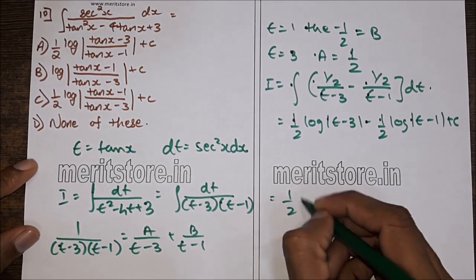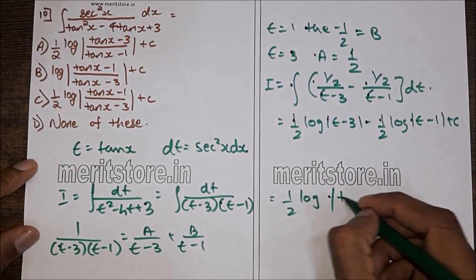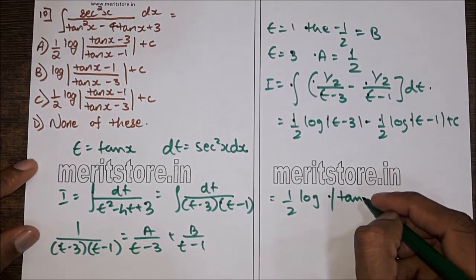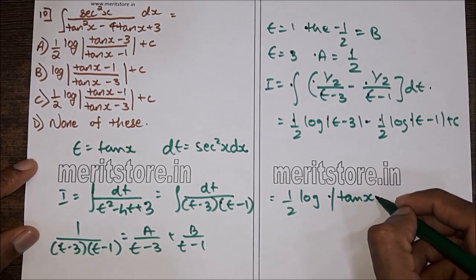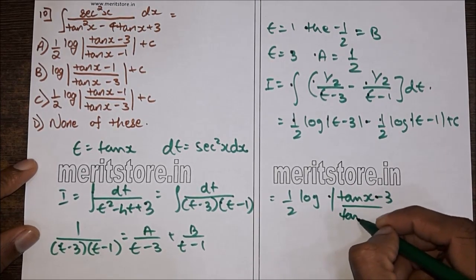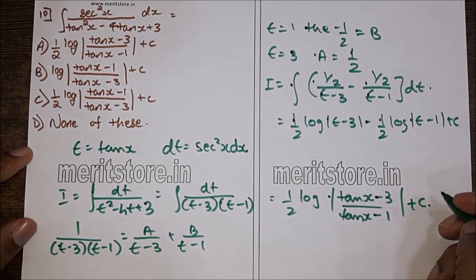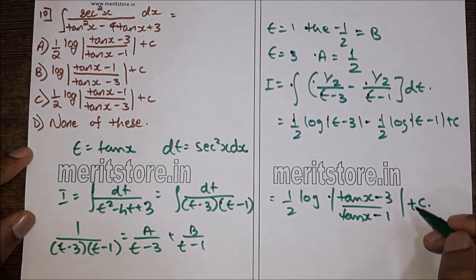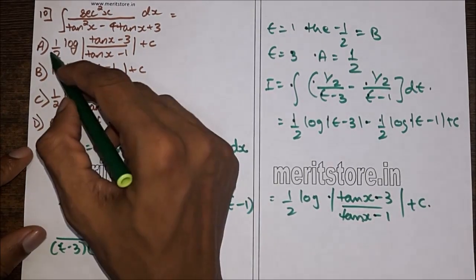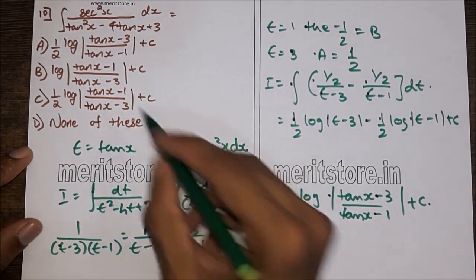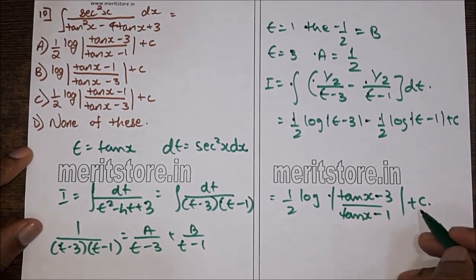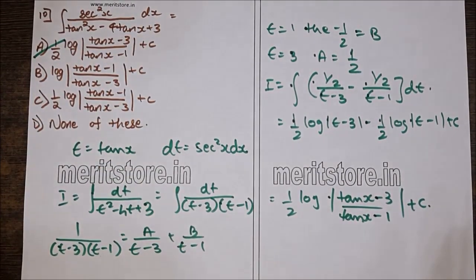So we get half of log, we resubstitute the value of t as tan x, we get mod tan x minus 3 upon tan x minus 1 mod plus c. With this, our answer matches with option A, that is half of log mod tan x minus 3 upon tan x minus 1 plus c. Therefore, option A is the correct answer.